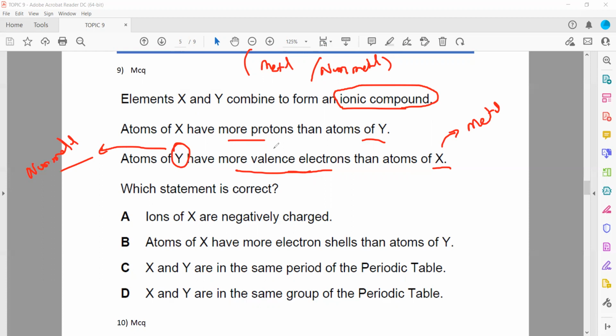So which statement is correct? Ions of X are negatively charged. That is wrong, because when metals form an ion, they form a positive ion. That is true. But here they mention negatively charged ions, so that is wrong. Atoms of X have more electron shells than atoms of Y.